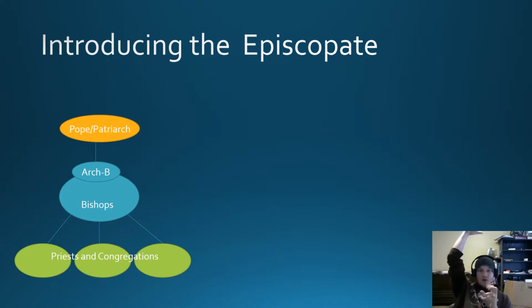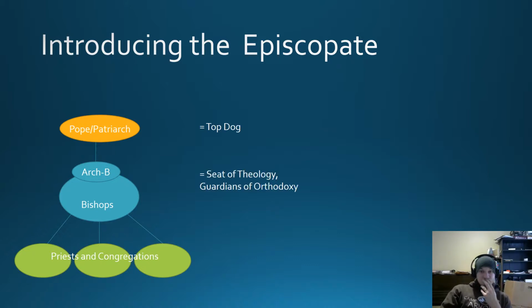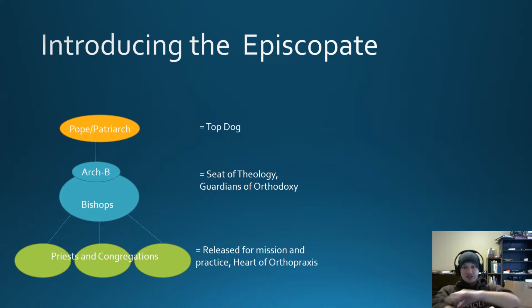And in episcopate, there was always a pope or a patriarch. Remember when we looked at the East-West split, there were originally several patriarchs, and Rome just split because it wanted the pope to be a more superior patriarch. So what that would look like, here's our top dog. Here's our seat of theology, our guardians of orthodoxy that are the bishops. And the benefit of this structure, I forgot this, is that because the bishops are the seat of theology, it releases the church to go do the orthopraxis, to do the mission.